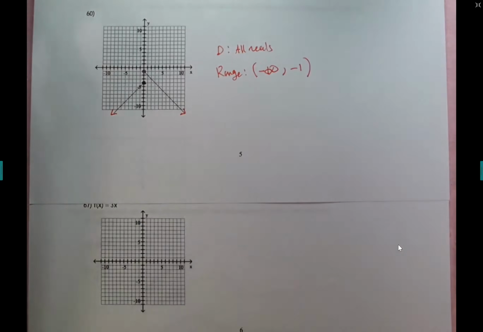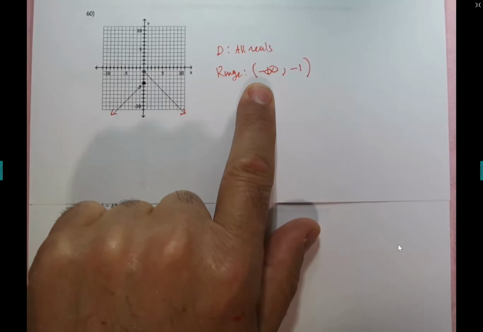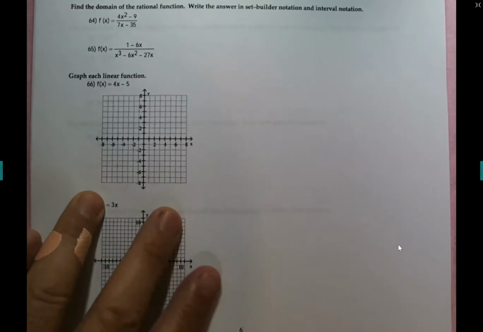Not including -1. When you write an interval notation, guys, you have to start with the lower number first and then the larger number. What would be the domain and range for 61, for example? The domain will be Alice, Brad, and Carl, and the range will be cat, dog. That's the input, and that's the output.